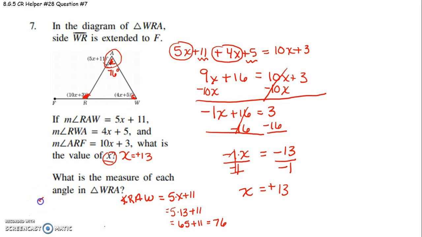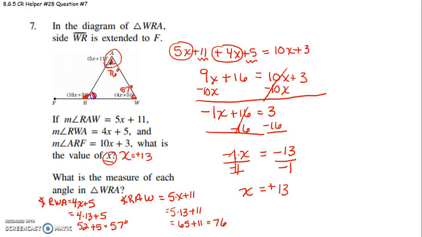We could also find angle RWA. Angle RWA, the expression for that is 4x plus 5. Again, x is 13, so that's 4 times 13 plus 5. 4 times 13, use your calculator if you need. That's 52. 52 plus 5 is 57. That's 57 degrees.